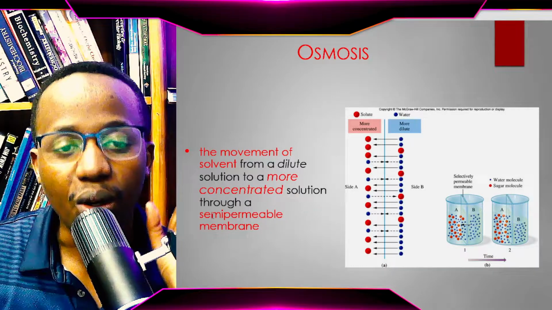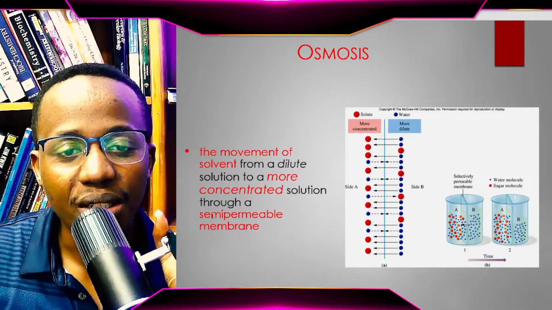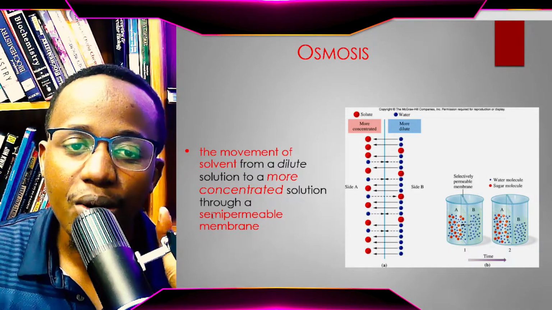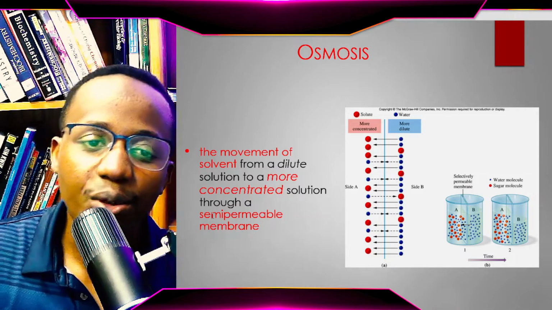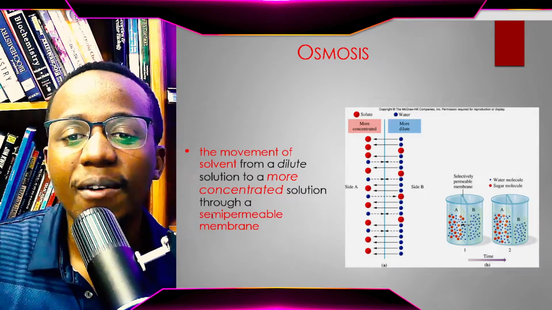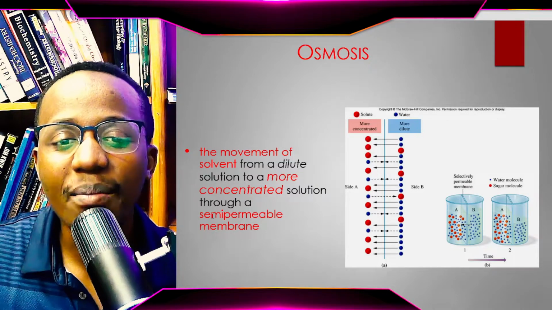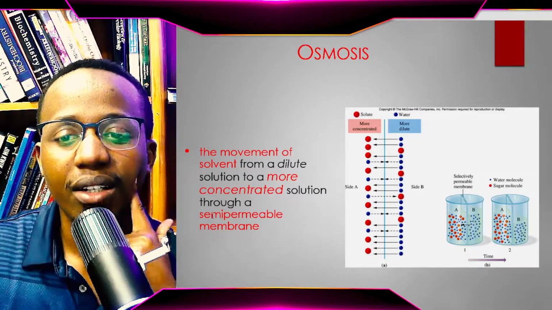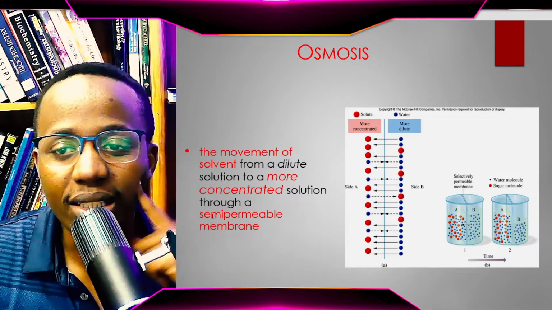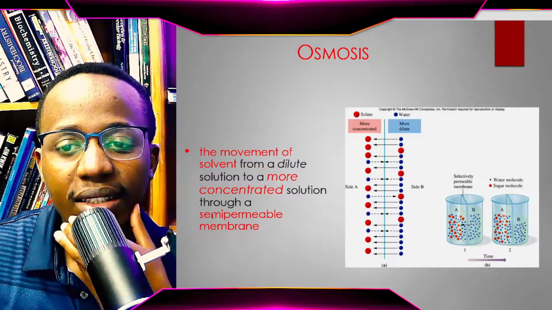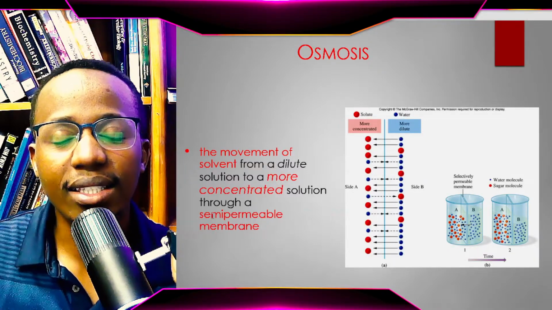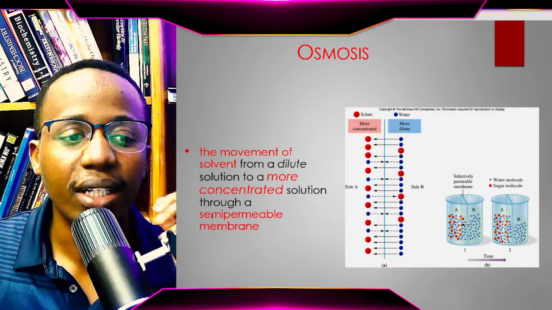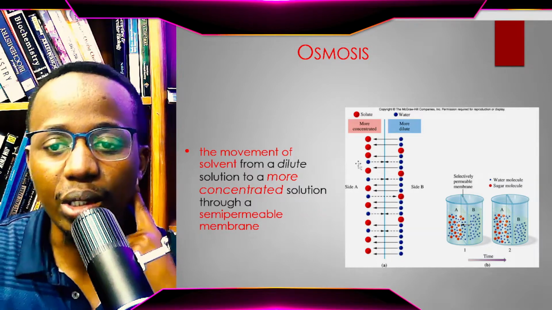It's a movement of solvent, and the solvent is moving from a dilute side to a more concentrated side, and it's going through a semi-permeable membrane. What's a semi-permeable membrane? It's exactly what it sounds like. It's a membrane that's permeable, but it only lets the solvent through. Lets the solvent through and not the solute.